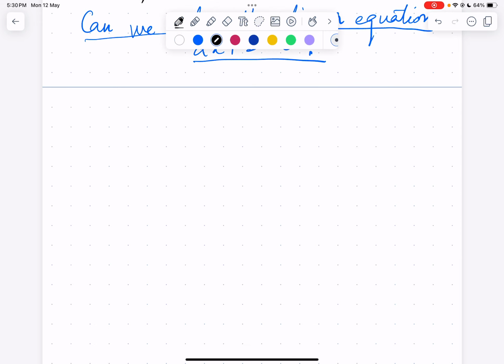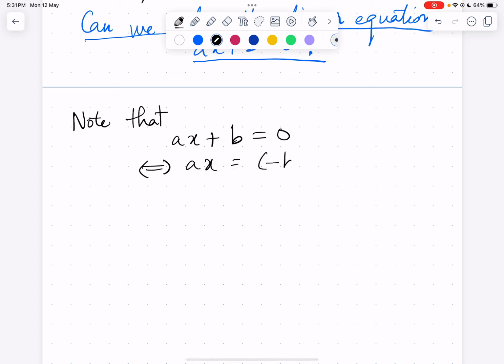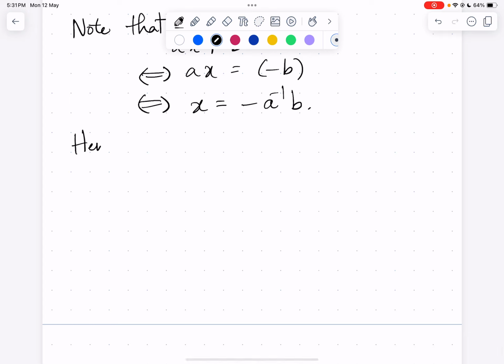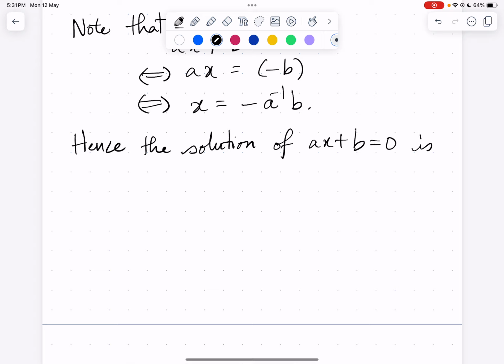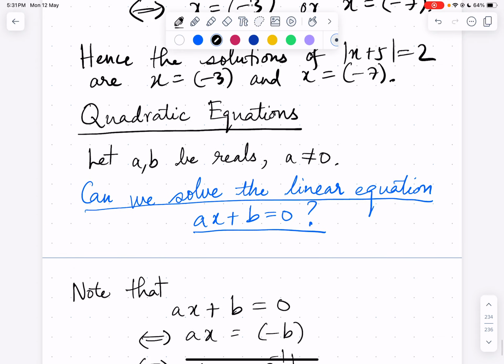So note that saying ax plus b is equal to 0 is same as saying ax is equal to minus b. Which is same as saying x is equal to minus a inverse b. So hence the solution, there's only one solution, of ax plus b equals 0 is x equals minus a inverse b. Hence we can solve equations of this form ax plus b equals 0 when a is non-zero.